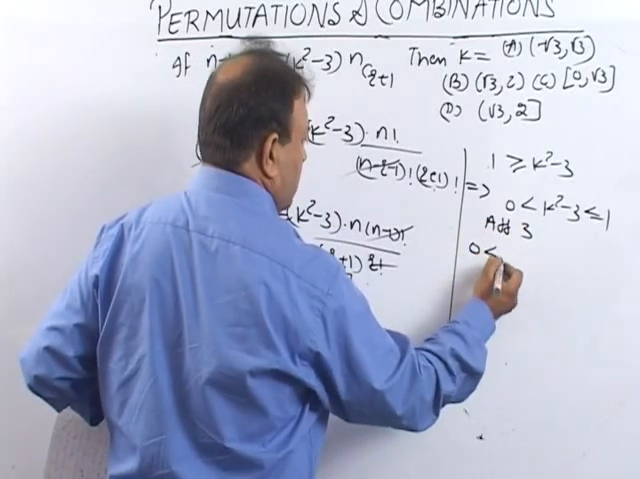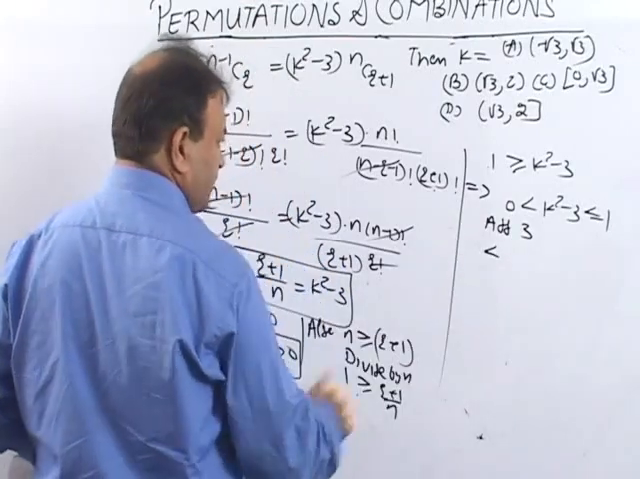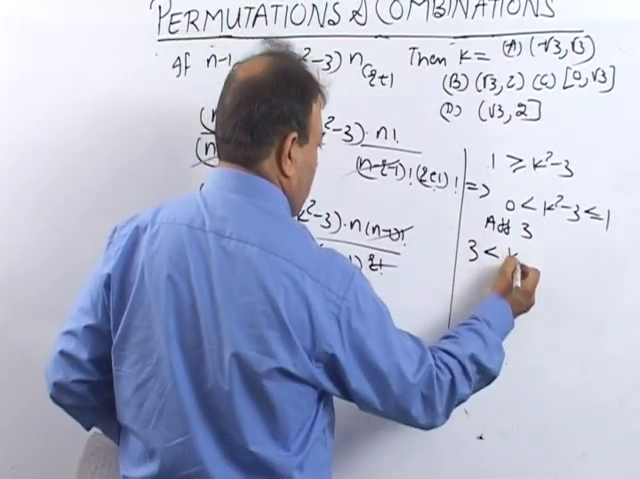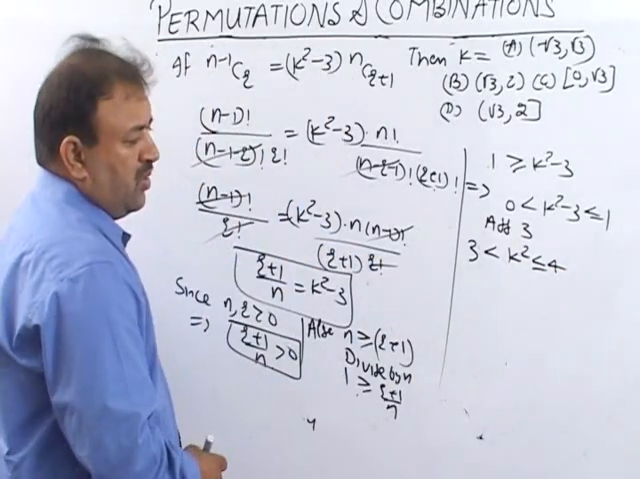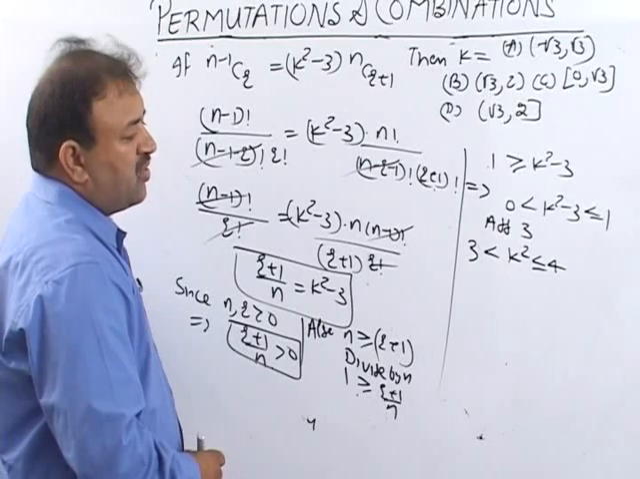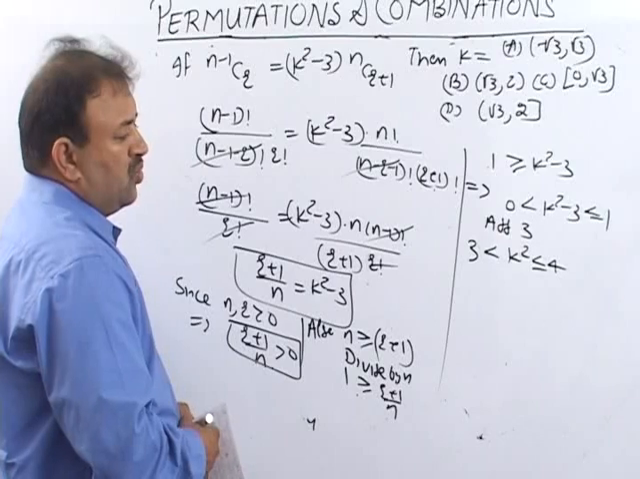It is 0 plus 3, it comes out to be 3, is less than k square, that is equal to 1 plus 3, it is 4. So k square lies between 3 and 4. 3 will be in the open bracket and 4 will be in the close.